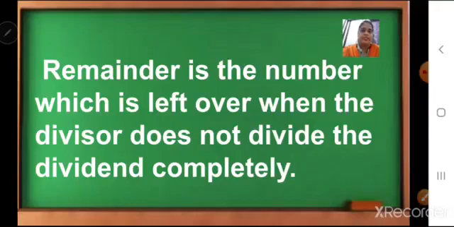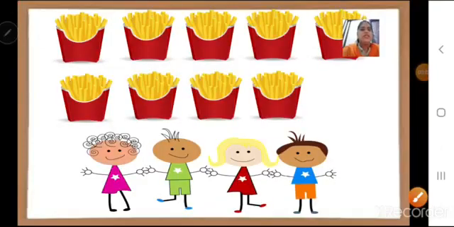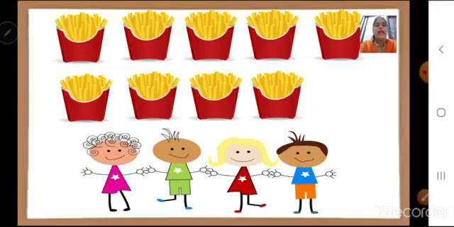Now let us understand with an example. Here you can see there are a few packets of French fries. You like French fries, right? Count how many packets are there. 1, 2, 3, 4, 5, 6, 7, 8, 9. There are 9 packets of French fries. And children, we have to divide them among 4 children.